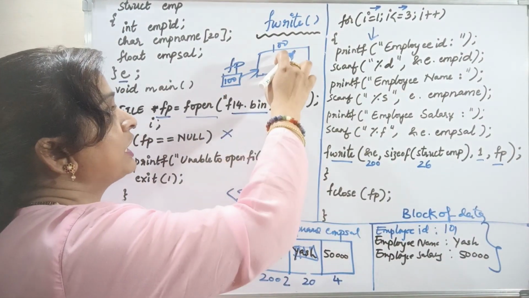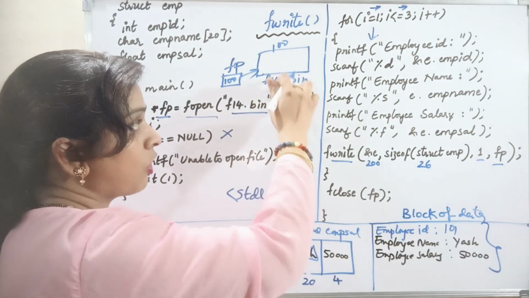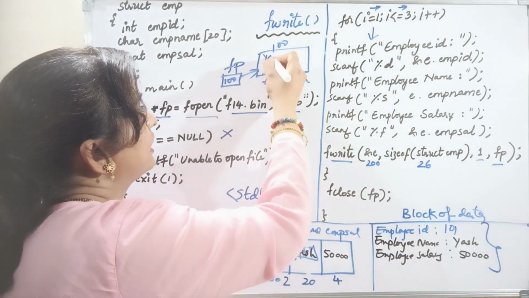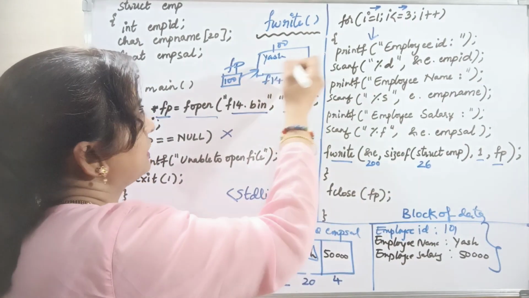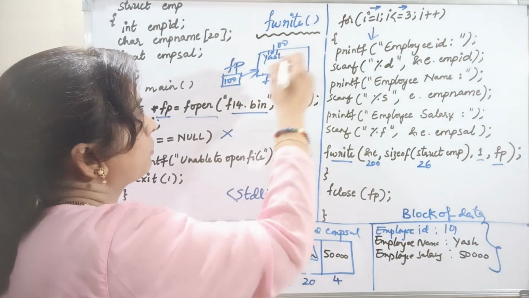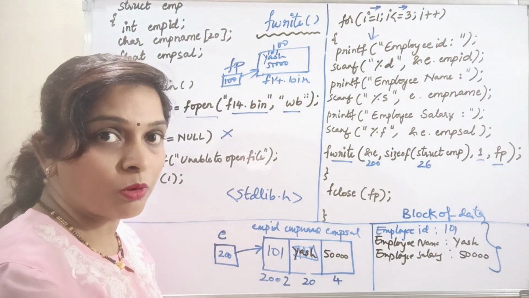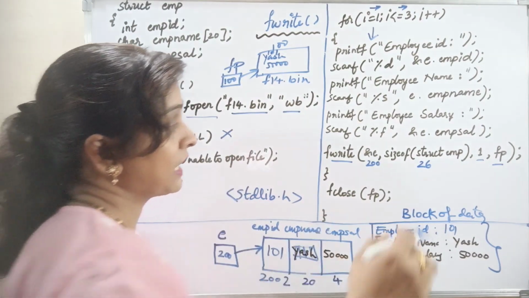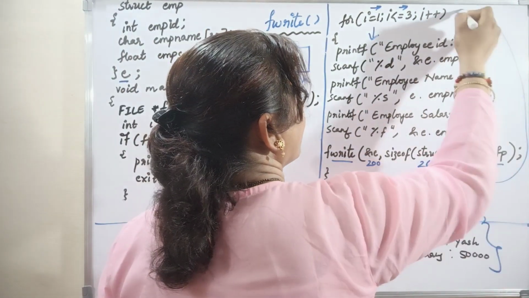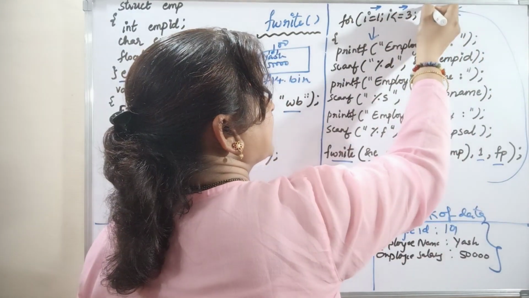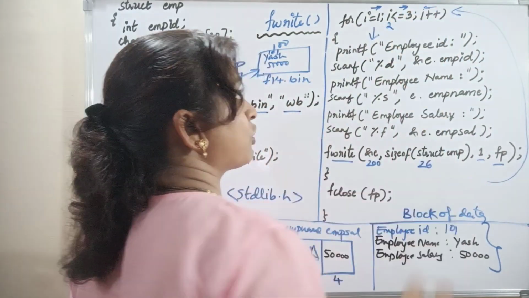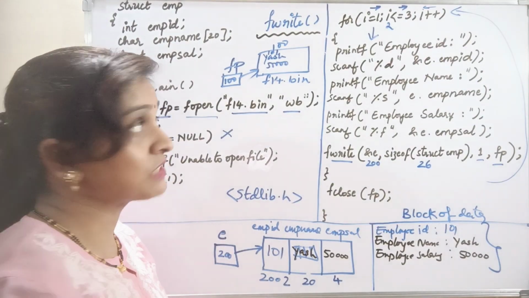So fp is pointing to f14.bin, and all this data will be written there: ID 101, and then the name and salary. One block, so one iteration is done. Again loop back. I gets increased, I becomes 2. 2 less than or equal to 3, yes, the condition is satisfied again.